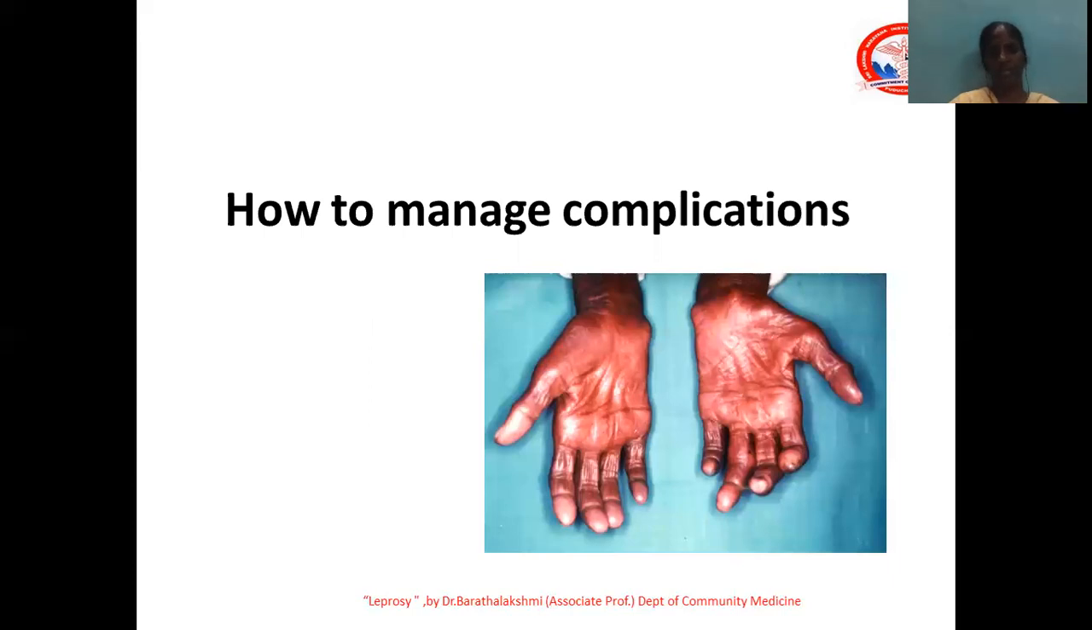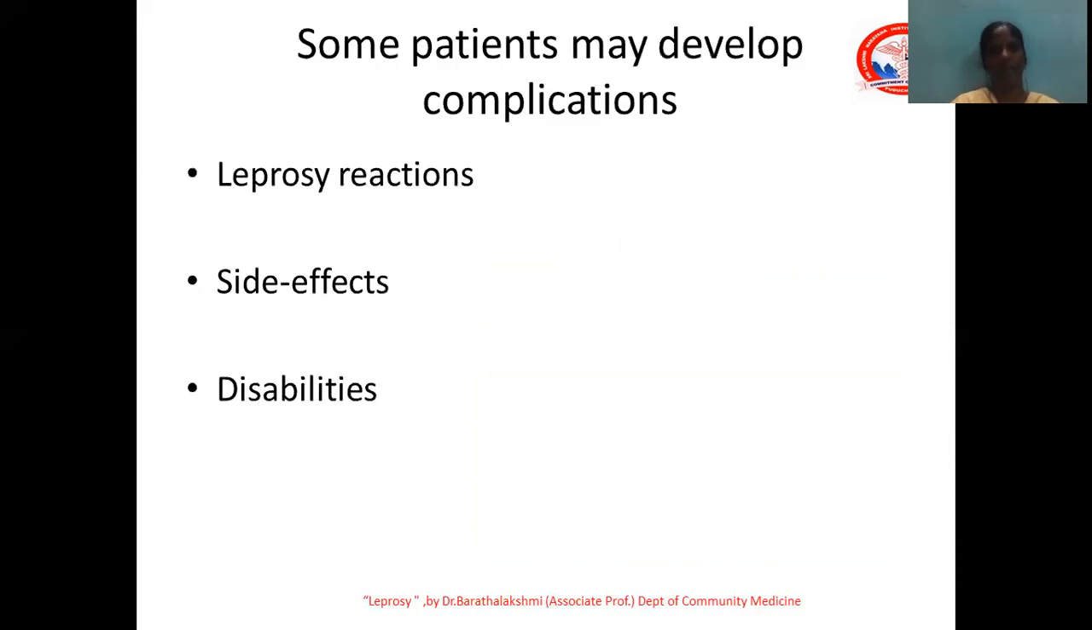Then how are we going to manage the complications? This is a typical total claw hand. See, the hypothenar eminences are lost, with hyperextension of the metacarpophalangeal joint and clawing of the hands. The patient can go on to have lepra reactions, side effects, and leprosy after treatment. When the treatment is started late, disability will definitely evolve.